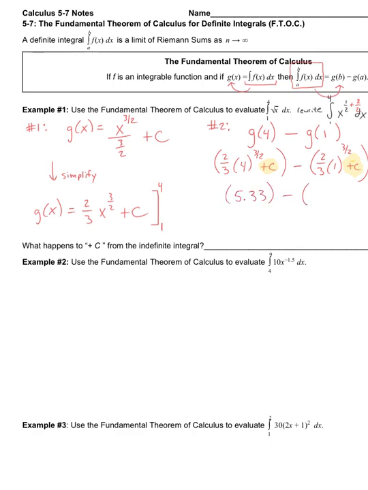And when I plug in 1 into my antiderivative equation, I get 0.667. And then when I subtract, I get 4.66. And that is an area, so we can call it units squared. That is the area underneath the curve of the square root of x from 1 to 4.